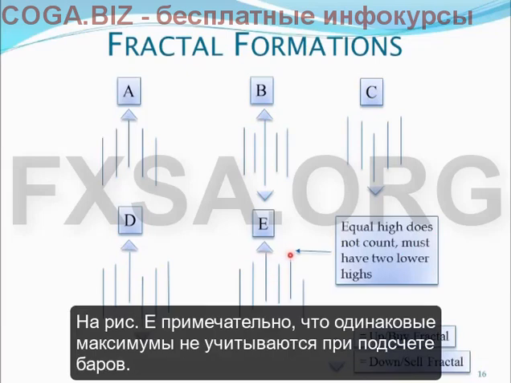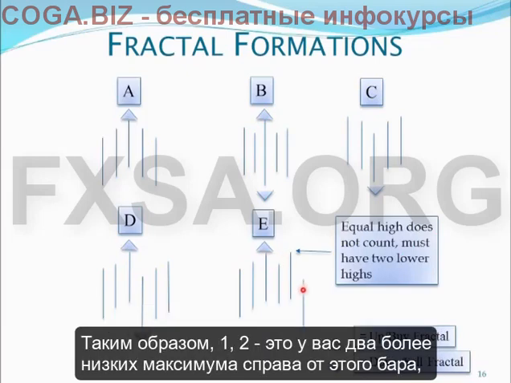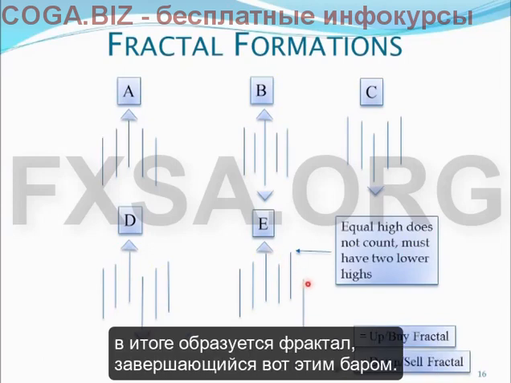Now, important in E that equal highs do not count. So 1, 2, you have 2 lower highs to the right of this point, so that creates the fractal, the completion of this bar.